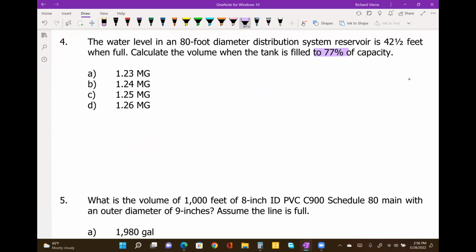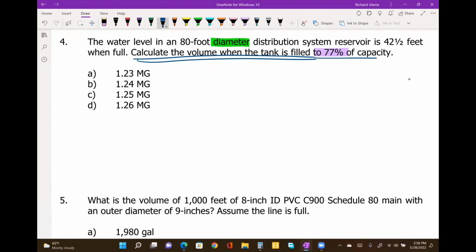The water level in an 80-foot diameter, okay, so we're dealing with a cylinder again, distribution system reservoir is 42.5 feet when full. Calculate the volume when the tank is filled to 77% of capacity. That's what they're asking us to do.